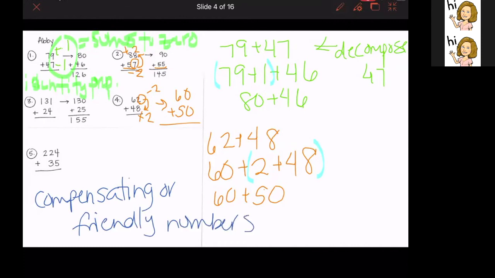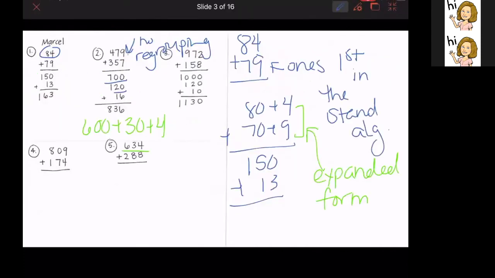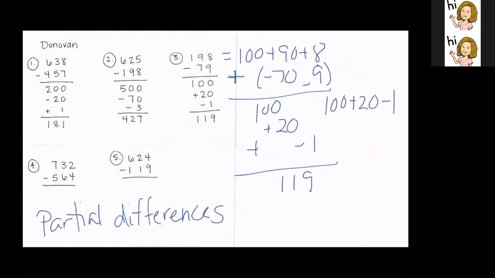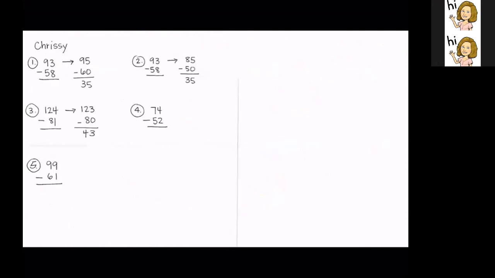And then Marcel, this is the same thing that was happening in Donovan's strategy, right? Thinking about it, each place value, and then adding each place value individually. This is called partial sums. So again, not that you have to memorize those names, but the strategies that do have names, I wanted to share those with you. And so now let's look at Chrissy's strategy.